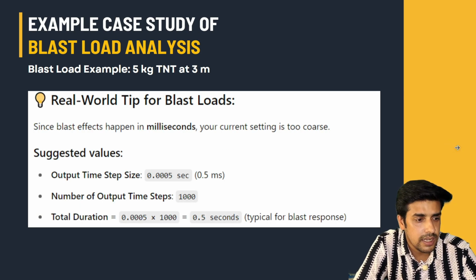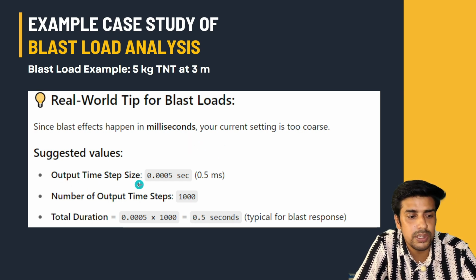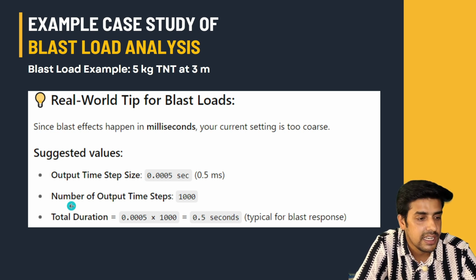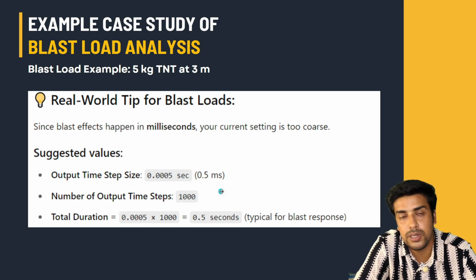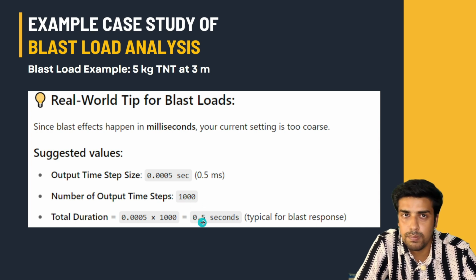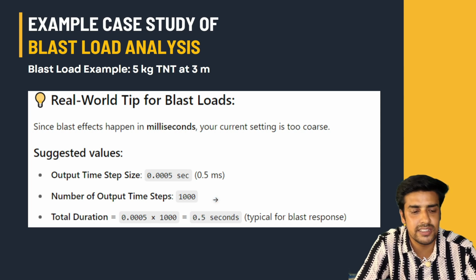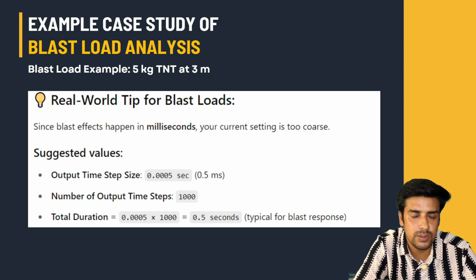And for the real world class, what we generally use for the output time step size, we take 0.0005 second, that is 0.5 milliseconds, and number of output time steps take it as 1000. So this is going to get multiplied, 1000 multiplied by 0.0005, we are going to get our 0.5 second. That I told you is totally based on experience and research papers, that how many seconds you are taking. Take 0.5 second, it will work for you.